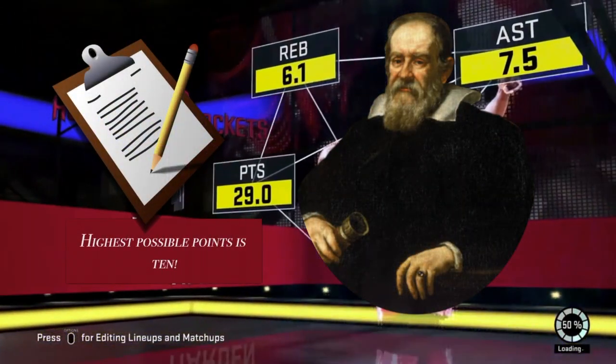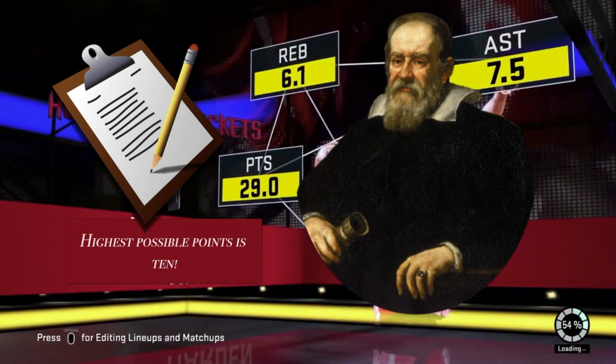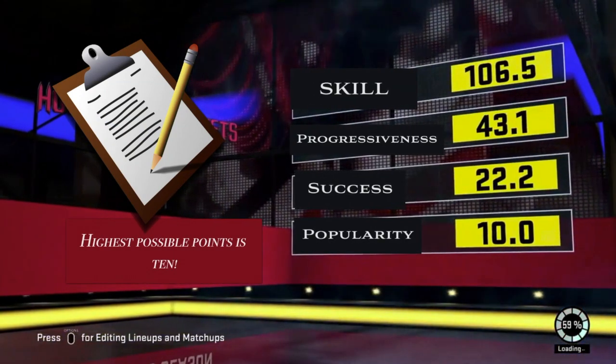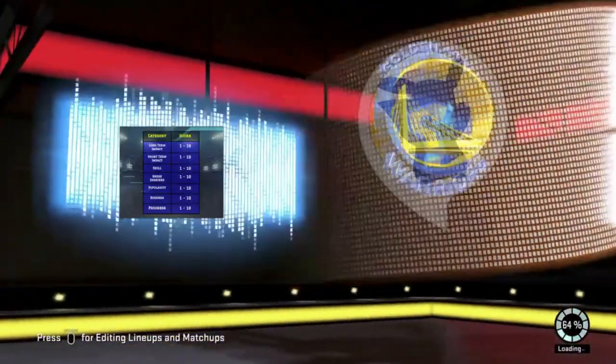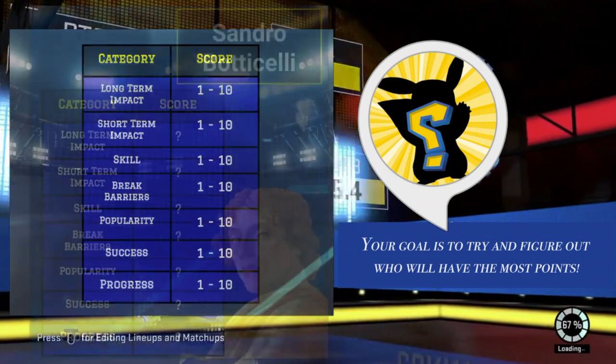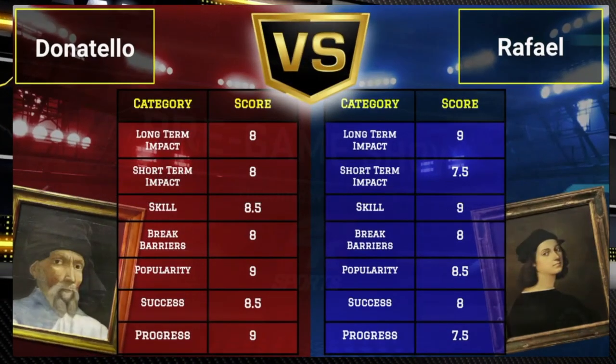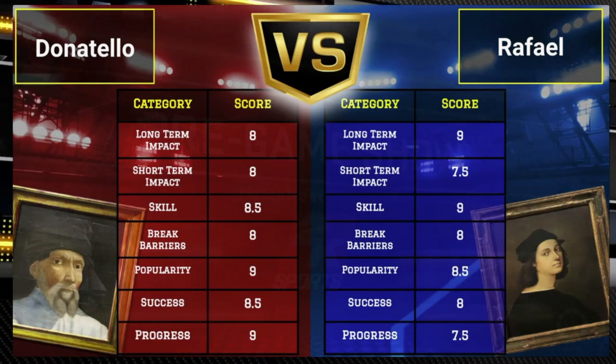Contenders will compete to earn points in a variety of important categories. There's no one single attribute, accomplishment, or event that will decide the outcome. At the start of each matchup, points will be added to each individual score, and the individual with the highest score will move on to the next round.